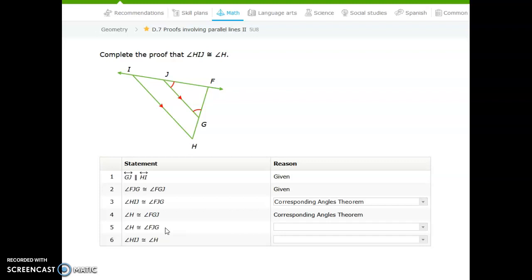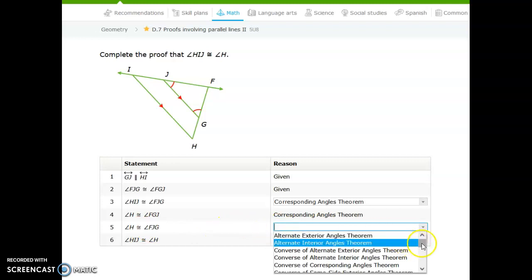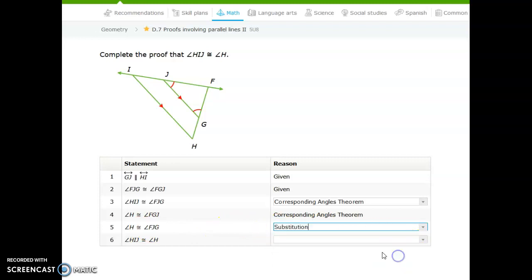Okay, so we've obtained line 5 by taking line 2, making a substitution for line 4, and that's given us line 5. Actually, this could be one of two properties. This could be substitution, and that's what I'm going to select for this one, but it could also be the transitive property of congruence. Okay, so I'm going to use substitution for this one because that's kind of how I described it to you. And IXL will take either one for this question.